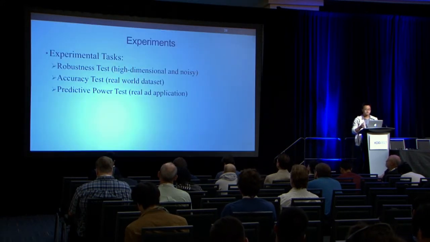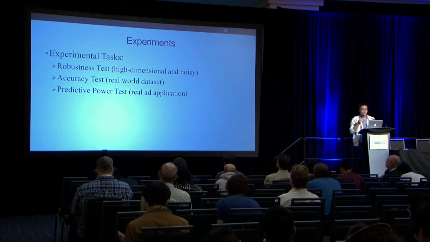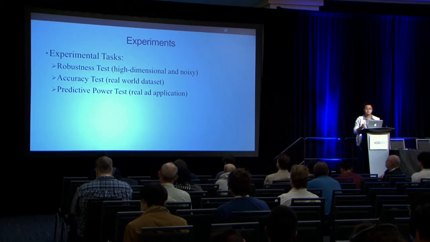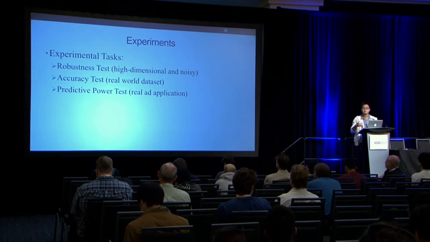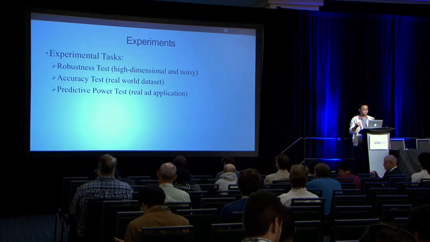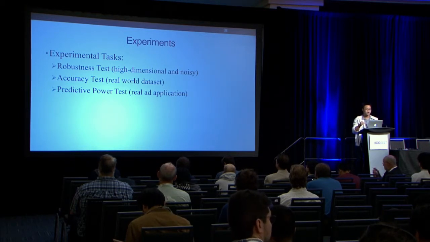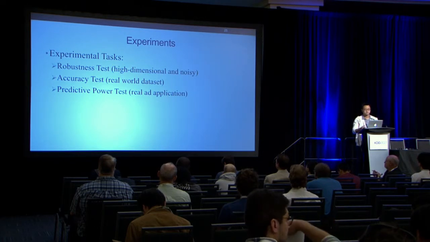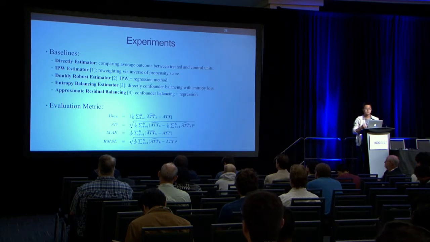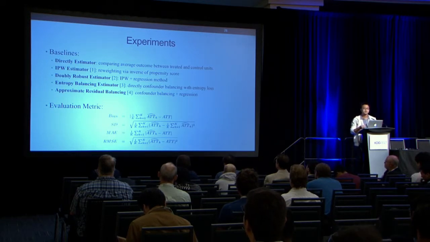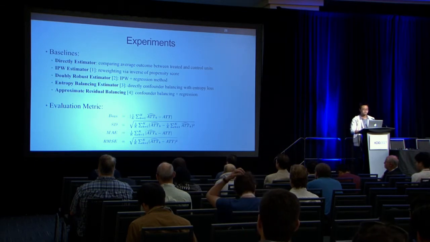In the experiments, we checked the performance of our DCB algorithm from three aspects. First, the robustness test on the high-dimensional and noisy data scenarios. Second, the accuracy test on real-world data sets to estimate the treatment effect. And the third is the predictive power test of our algorithm on a real online advertising application. We compare our algorithm with the following methods, and the evaluation metrics contain bias, SD, MAE, and MSE.